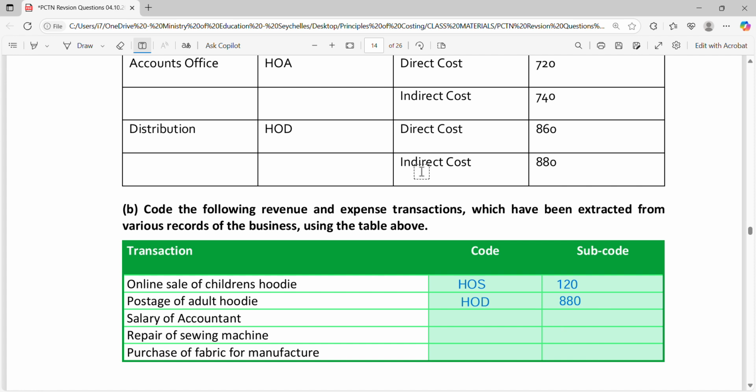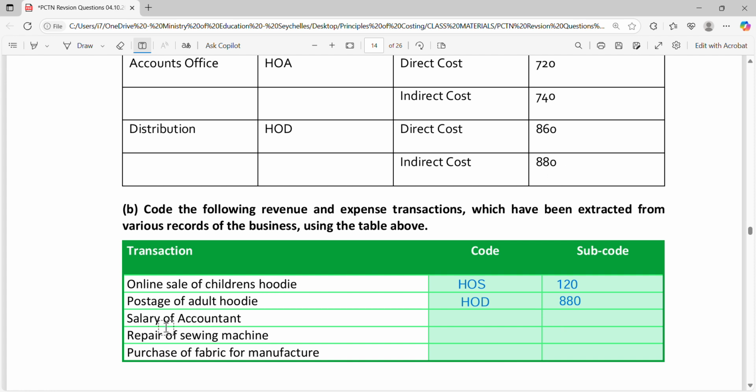Now, why is it an indirect cost? Remember, a direct cost is a cost that is directly attributable to the product. We are dealing with hoodies here. These are clothing. So when it comes to the manufacture of this clothing, any cost incurred in the process of manufacture would be a direct cost. Once it is complete, any cost that comes after the product is complete becomes an indirect cost. Postage here is just the cost of posting the product from one place to another. That is indirect. It is not directly associated with the production of the product. That is why this one is an indirect cost.